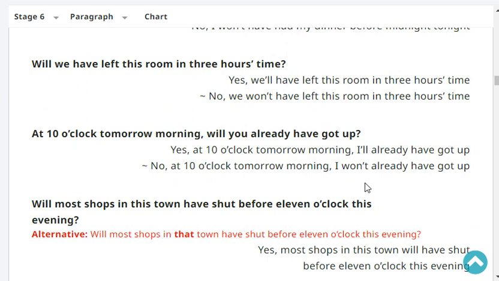Greg, will we have left this room in 3 hours' time? Yes or no? No, we won't have left this room in three hours' time.